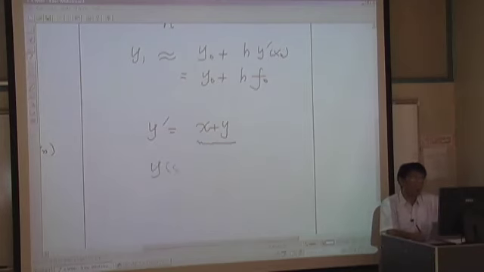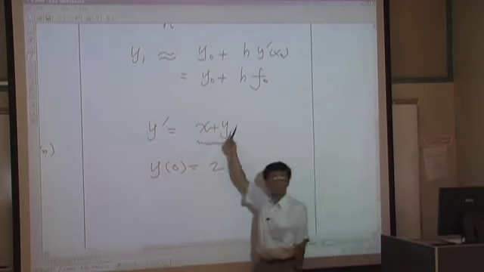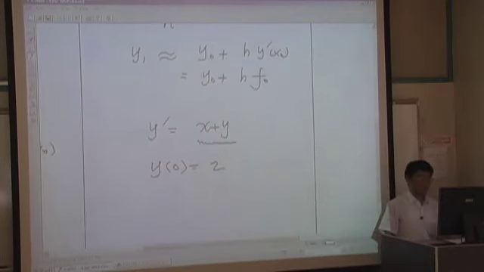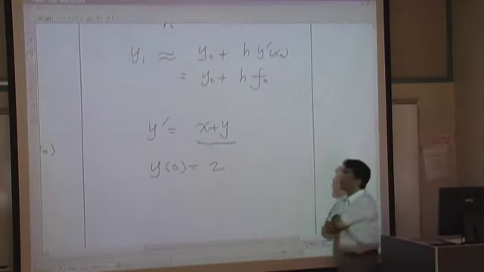And then y of 0 equals what? What number do you want? y of 0 equals what? 2, right? I pick any number. So this is the differential equation. This is y. Then what I want to do is implement this thing using Euler's method. I will pause and then implement this.